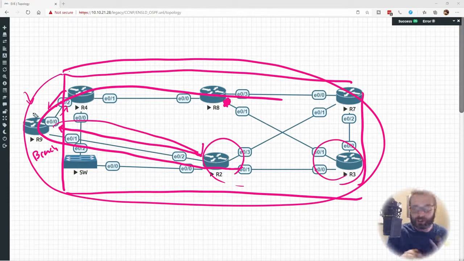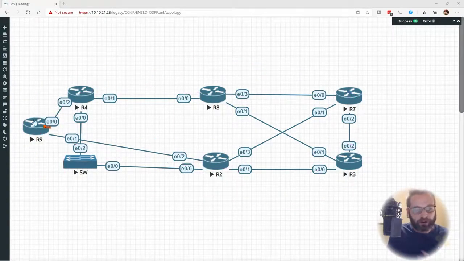We want R9 to just be the end of the line. You can know about my routes, and I want to know about your routes, but don't use me as a transit router. If you lose a link, don't query me. That's what the stub does in EIGRP routers.